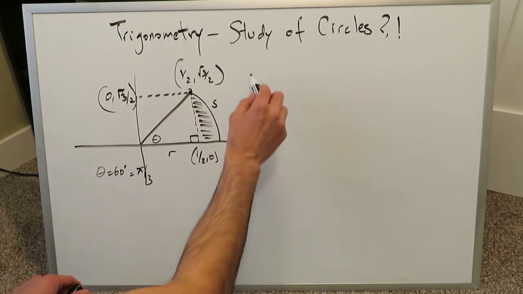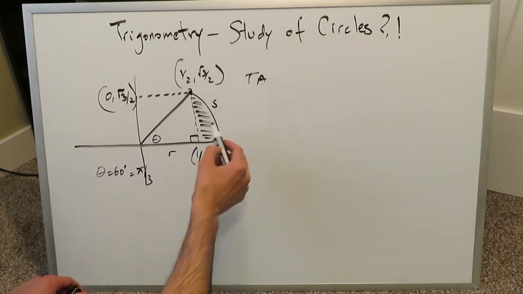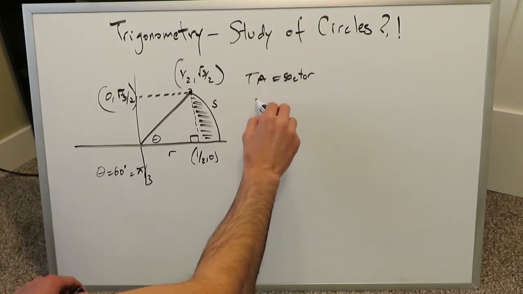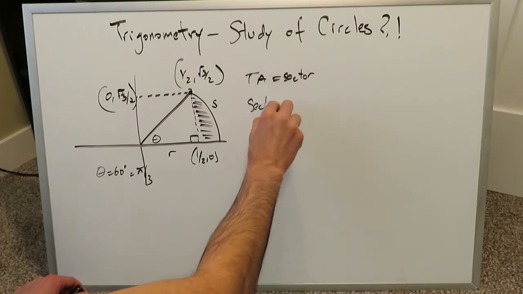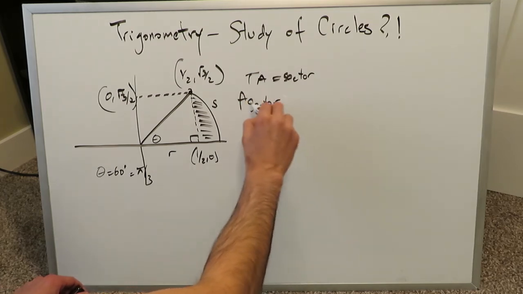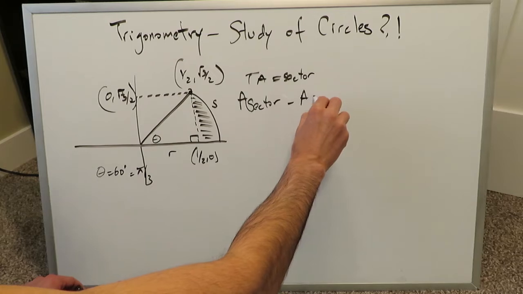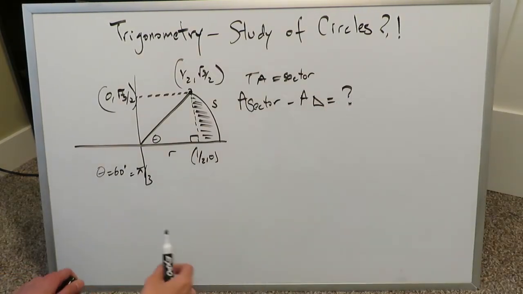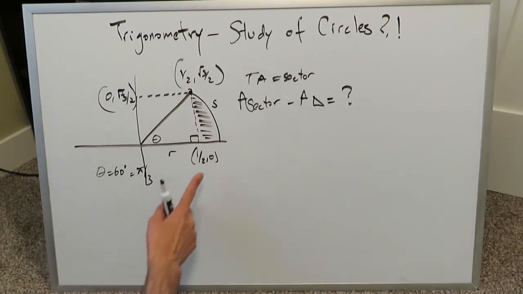You can do so by taking the total area, which is the sector area, and then subtracting the area of the triangle. That would give you the leftover area, which is what we're looking at right over here. How could you determine the area of this triangle given the coordinates we have?